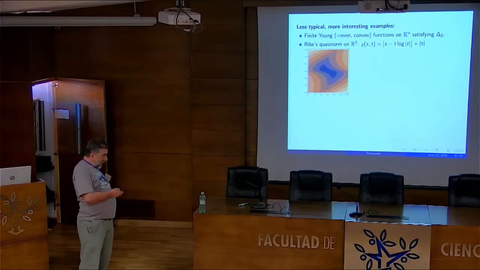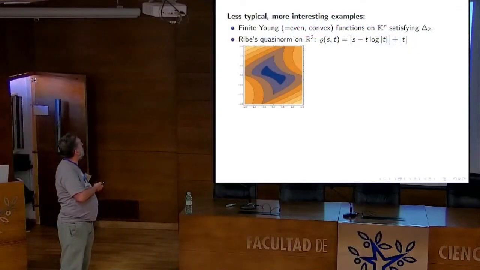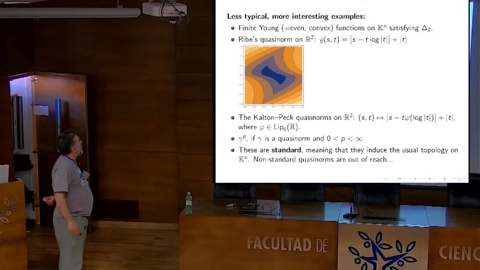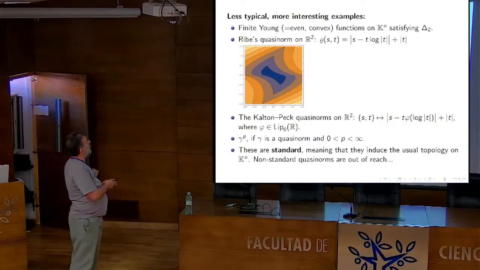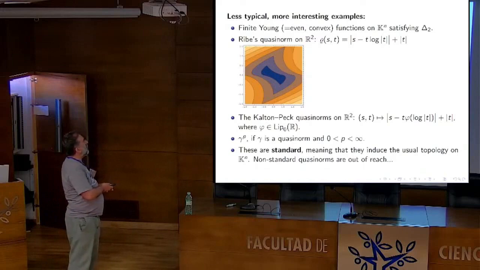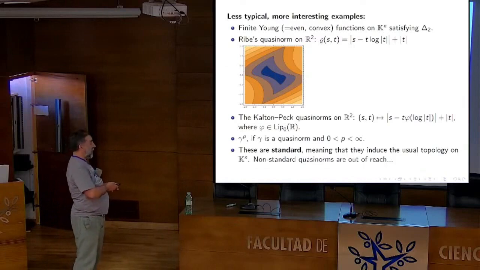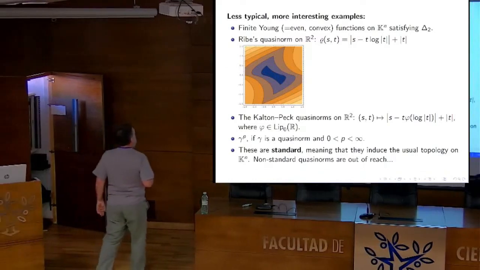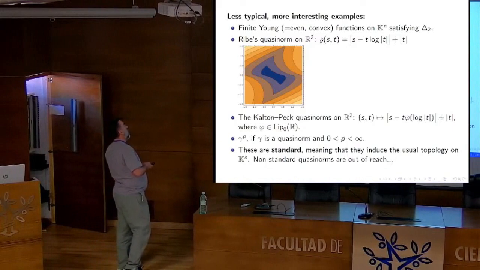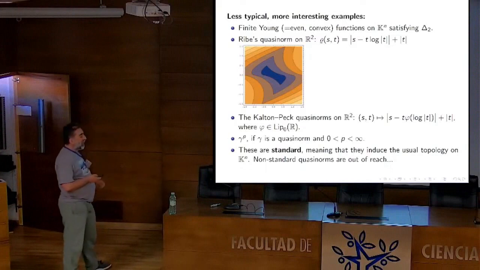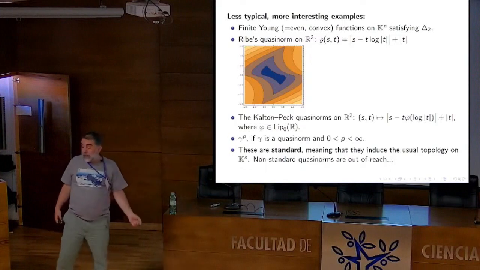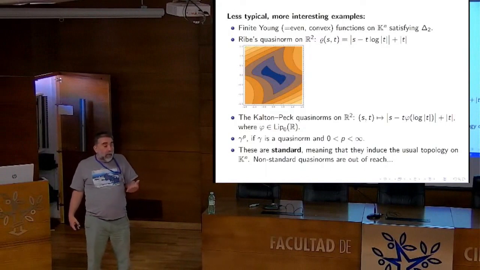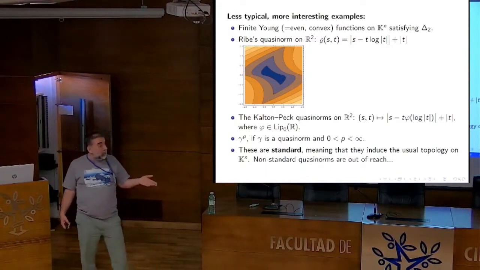More generally, we can introduce a number of Kalton-Peck type quasi-norms on the plane, just adding here a Lipschitz function on the line vanishing at the origin. And an important fact of the theory is that if you have a quasi-norm, then the powers are also quasi-norms, just as in the scalar case. And of course, all these quasi-norms are standard. That means that they all induce the usual topology of the Euclidean space.